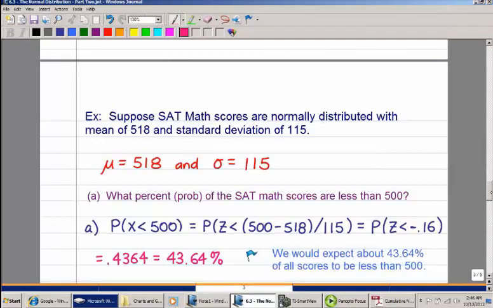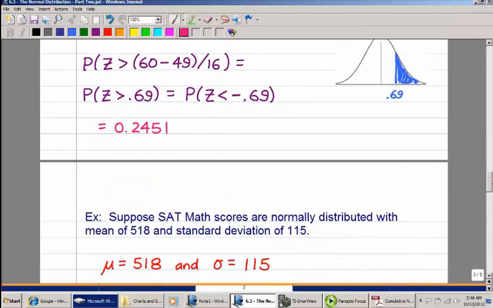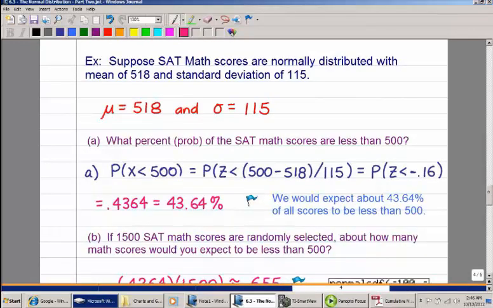Okay, let's see what we have here. The next example: suppose SAT math scores are normally distributed with a mean of 518 and a standard deviation of 115. So I wrote down my mean and standard deviation, and the first question I'll ask is, what percent, and I put probability in parentheses just to let you know. It wouldn't have to say probability in the question, but you've seen me do problems where I've written the decimal answer and then wrote what the percentage was after it. So that's the same thing. If it asks for percent, you just calculate the probability and then convert it to a percentage. It'll be the same idea.